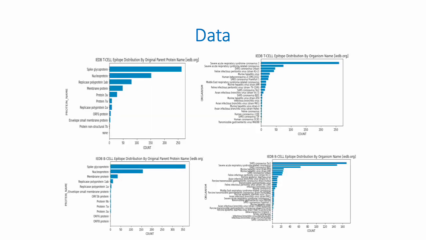So without going into too much detail about the data, I just want to point out that at the time of download in July 2020, we had a significant number of epitope sequences that came from SARS-CoV-2 itself for both T cell and B cell. And most of the epitopes actually belong to spike glycoprotein and nucleoprotein, again, both for T cell and B cell.